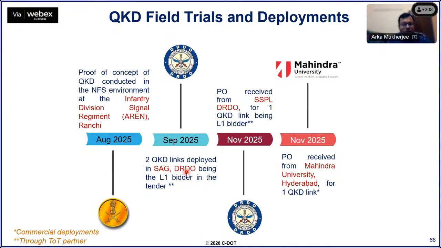And we have some TOT partners, transfer of technology partners, who manufacture systems for us for any large-scale deployment. Recently there was a tender from the Scientific Analysis Group of DRDO. Our technology partners bid for the tender, and they secured an order for two QKD links that were deployed in September 2025. After that they also secured another order from DRDO Solid State Physics Laboratory for another link in November 2025. And recently we have received another purchase order from Mahindra University Hyderabad for deployment of one QKD link. So these are all our deployments and field trials.